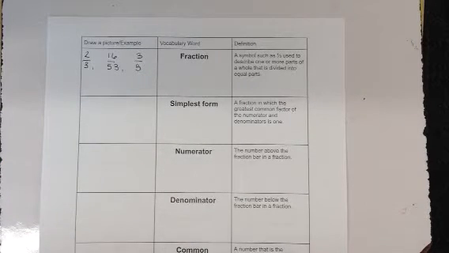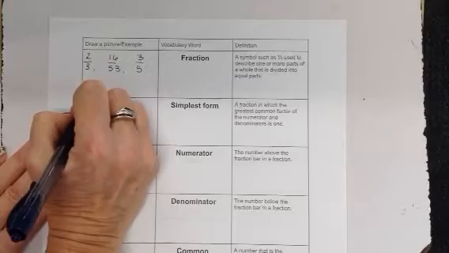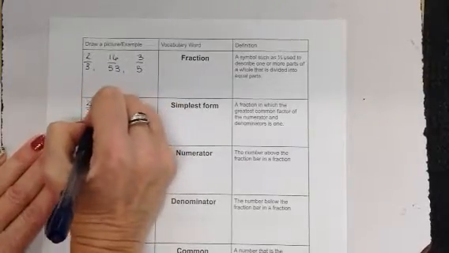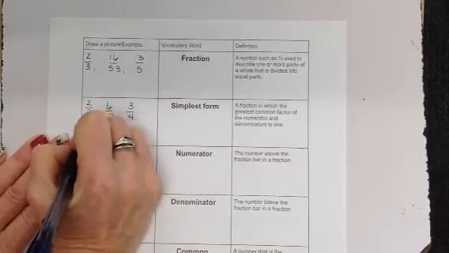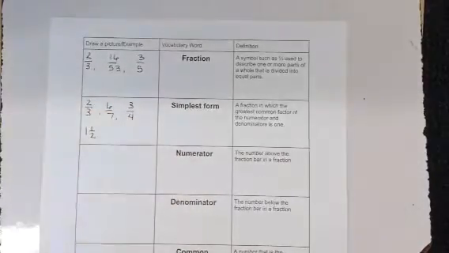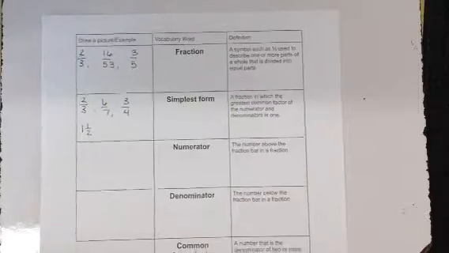The second term that we have is simplest form. A fraction in which the greatest common factor of the numerator and the denominator is 1. So if I'm writing something in simplest form, that means that I cannot make it any smaller. So 2/3, 6/7, 3/4, 1/2. We will be working with simplest form a little bit more tomorrow, so we will definitely get to explaining that a little bit better.